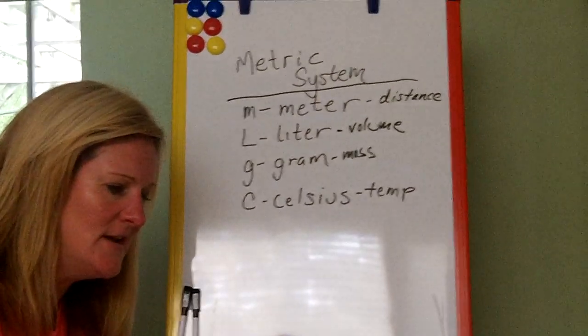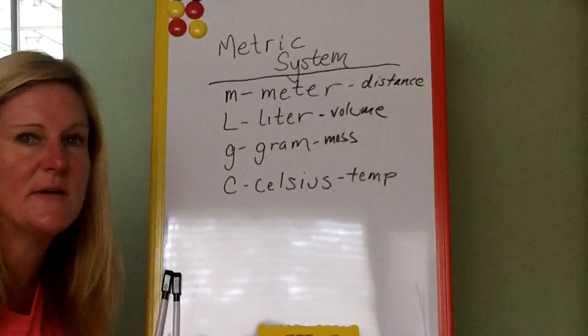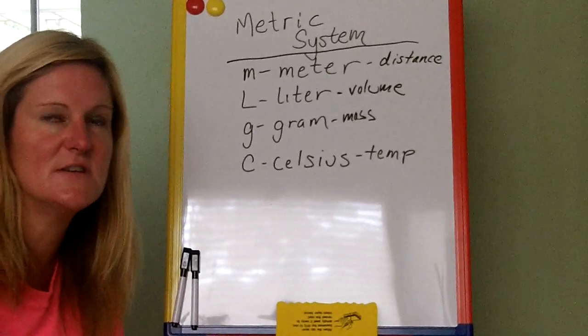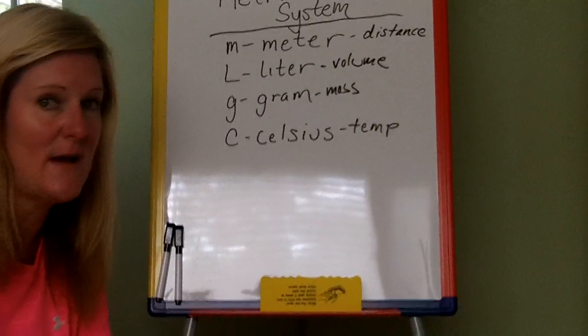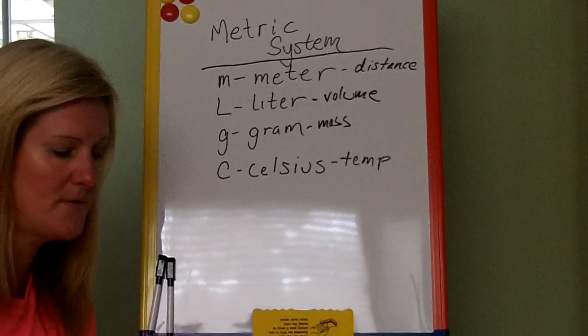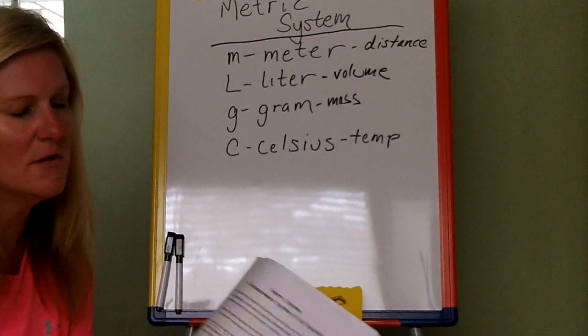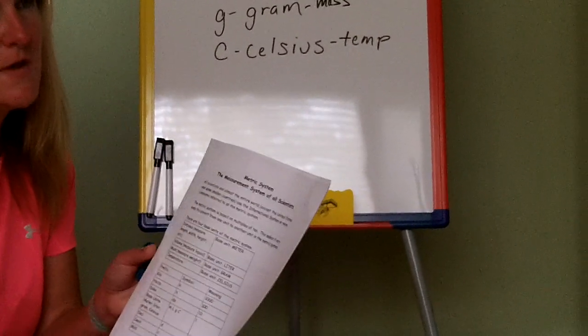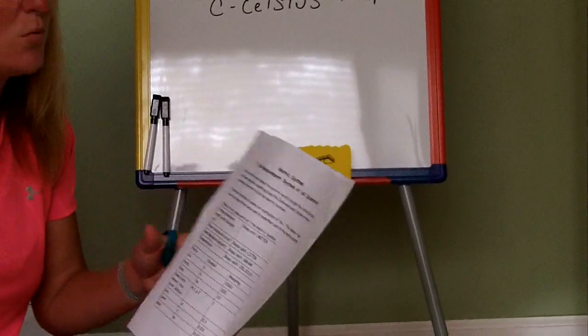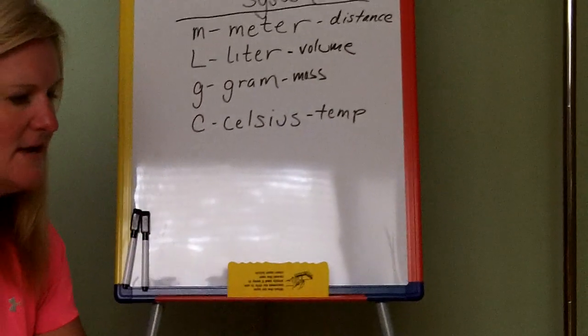Hey students, today we are going to start talking about the metric system, part of our measurement in science. So we know that this is a quantitative observation, so measurements in numbers. You should be looking at this metric system overview. I believe I named it number 1, something to that effect.